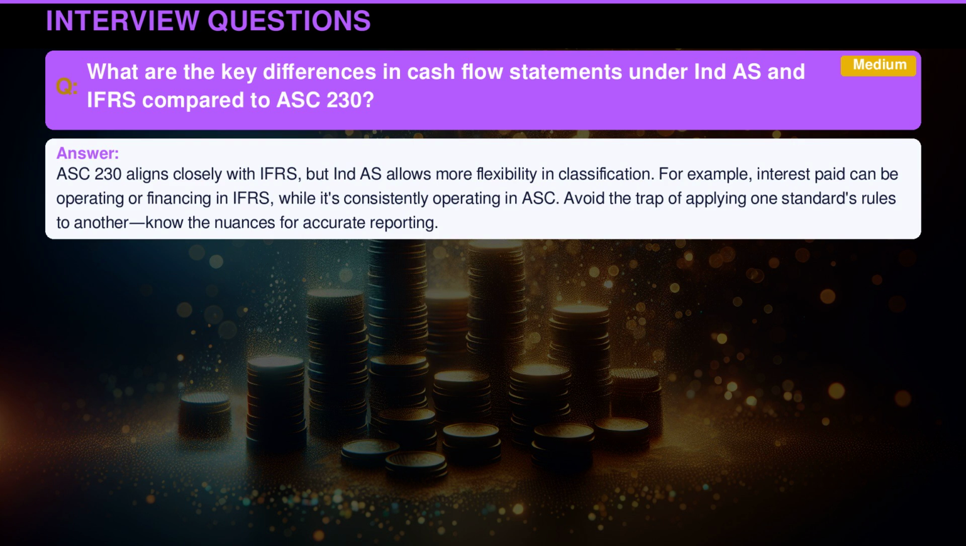ASC 230 aligns closely with international financial reporting standards, but Indian accounting standard allows more flexibility in classification. For example, interest paid can be operating or financing in international financial reporting standards, while it's consistently operating in ASC. Avoid the trap of applying one standard's rules to another. Know the nuances for accurate reporting.